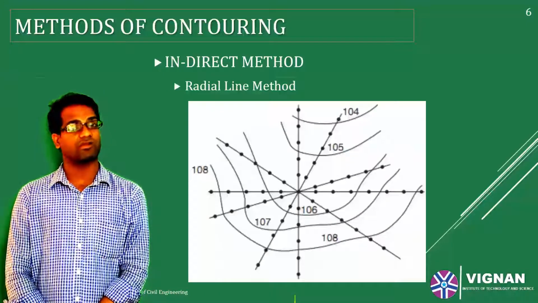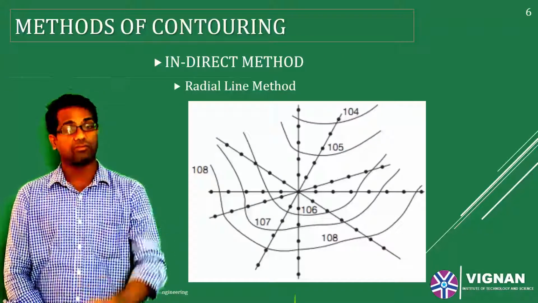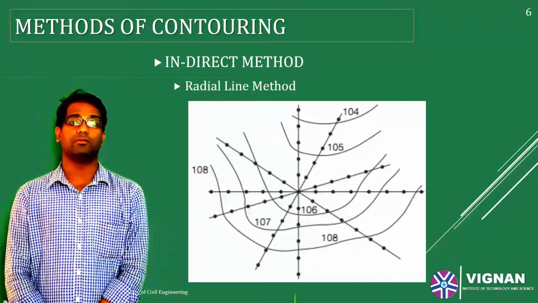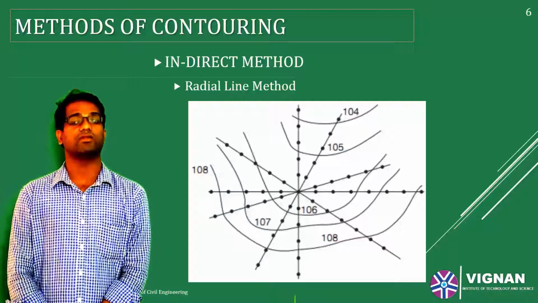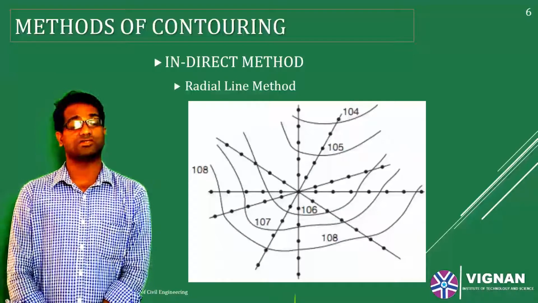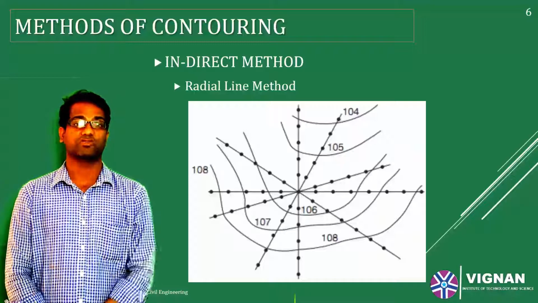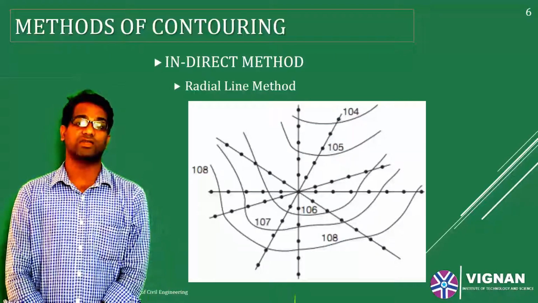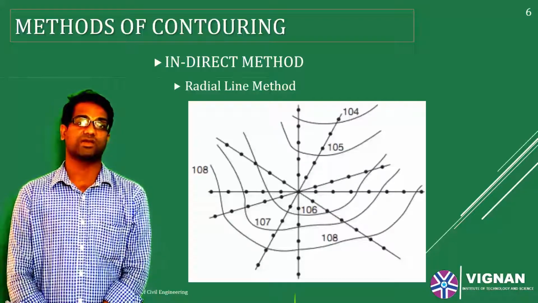Radial lines are very much suitable when undulating terrain is there, and moreover, the radial lines are also feasible when the instrument need not be shifted twice or thrice. So if you can control the entire site with a single station, this could be the best method which you can follow.